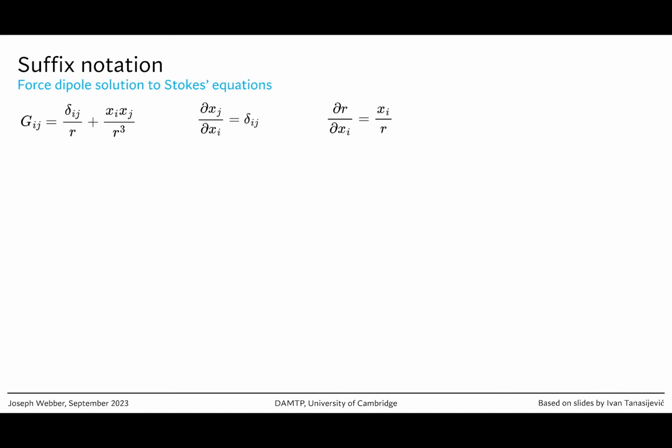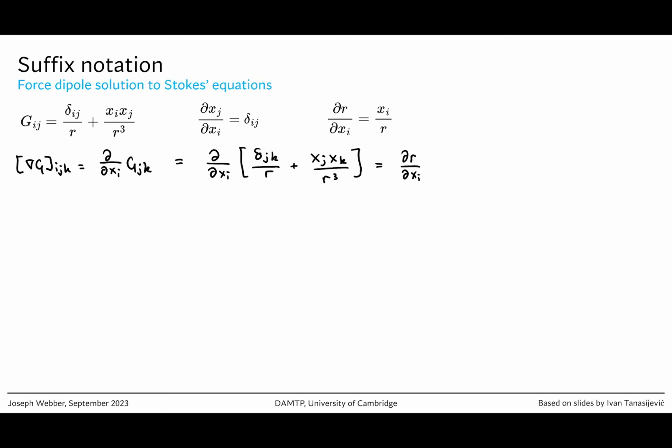Okay, so these are two handy results that we'll use to find the gradient of g. So let's get a new screen. I should have summarised the results here. So we want to find grad g ijk, which is going to be d by dxi of gjk, which is going to be d by dxi of delta jk over r plus xj xk over r cubed. Okay, we can use the chain rule here quite handily, and we get dr by dxi times minus 1 over r squared times delta jk.